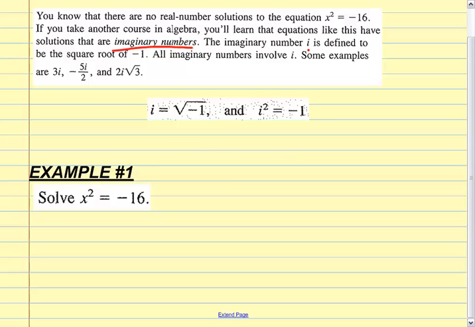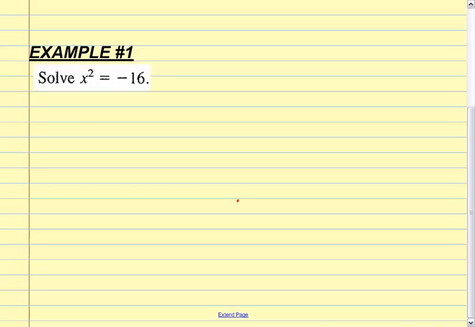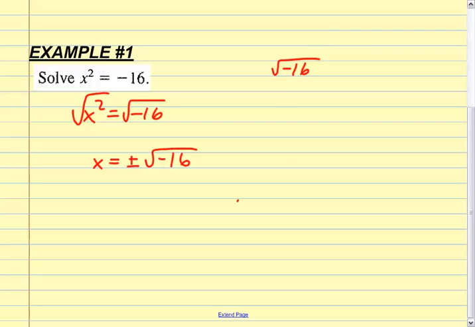Now, let's take that idea and let's look at this first example. And the great thing about i is that all we have to do, well, let's work with this one. It says solve x squared is equal to negative 16. Let's take the square root of both sides, and we're going to get that x is equal to plus or minus root negative 16. Now here's what I do with root negative 16. I actually separate it into root negative 1 and root 16. Well, I know that root 16 is 4. And now I know that root negative 1 is i. So the answer to this problem is x is equal to plus or minus 4i, 4 times i.